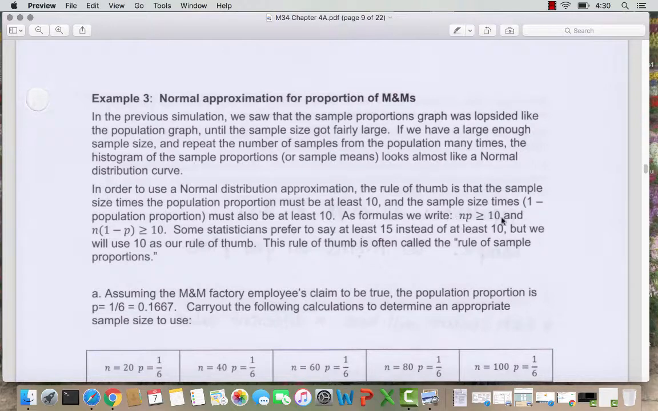So as formulas, we write n times p is greater than or equal to 10, and n times 1 minus p is greater than or equal to 10. Remember, p is the probability in this case of a blue M&M. So 1 minus p, that would be 5 out of 6, or the proportion of other color M&Ms. Some statisticians say at least 15 instead of at least 10. We're going to use 10 as our rule of thumb this semester, but don't be surprised if you look at another textbook and see those statisticians recommend using at least 15. So this rule of thumb is sometimes called the rule of sample proportions.